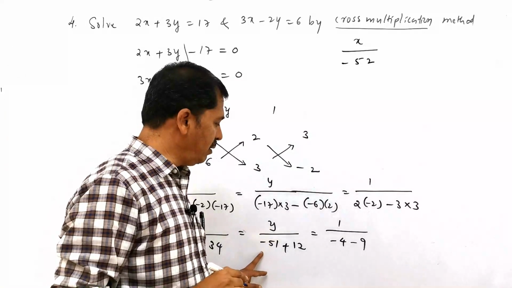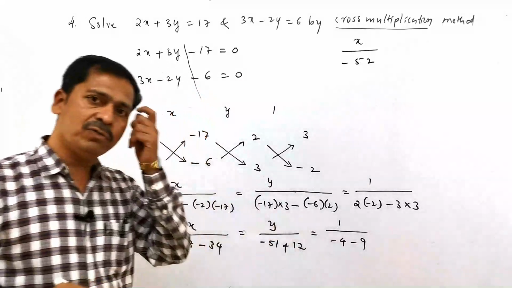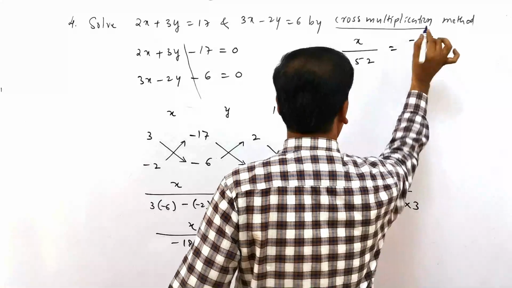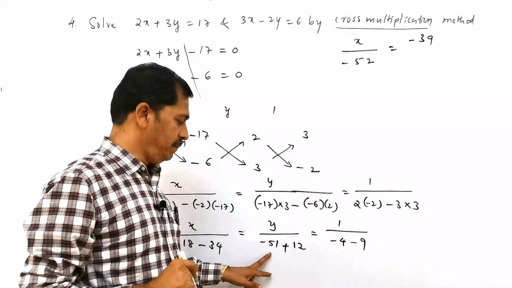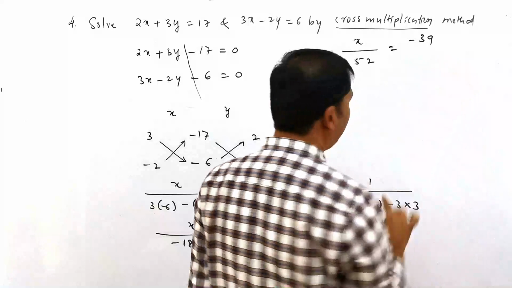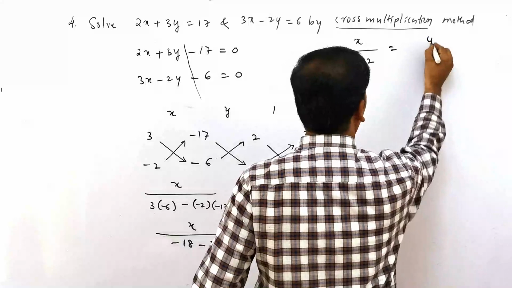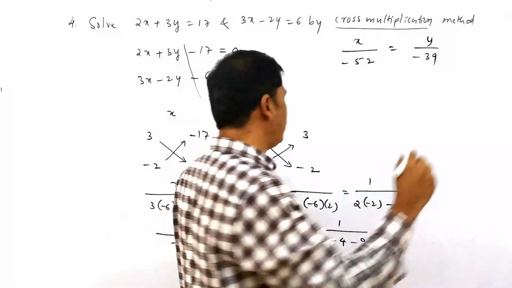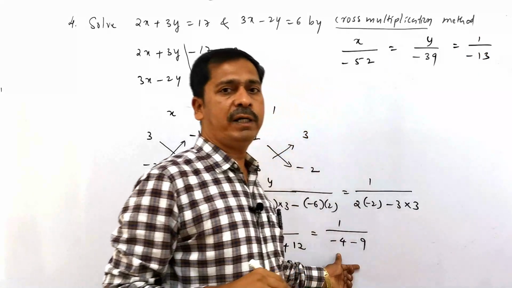So 51 has a negative sign, and 12 has a positive sign. So take the difference, 51 and 12 difference will be how much? I think it is 39, but you have to write the sign of the bigger one. 51 is bigger, so you have to write minus 39. Okay, 39, it is correct. Divided by, one mistake we have made: y you have to write as it is, y over minus 39, and this is equal to 1 over minus 13. 9 and 4 sum will be minus 13.